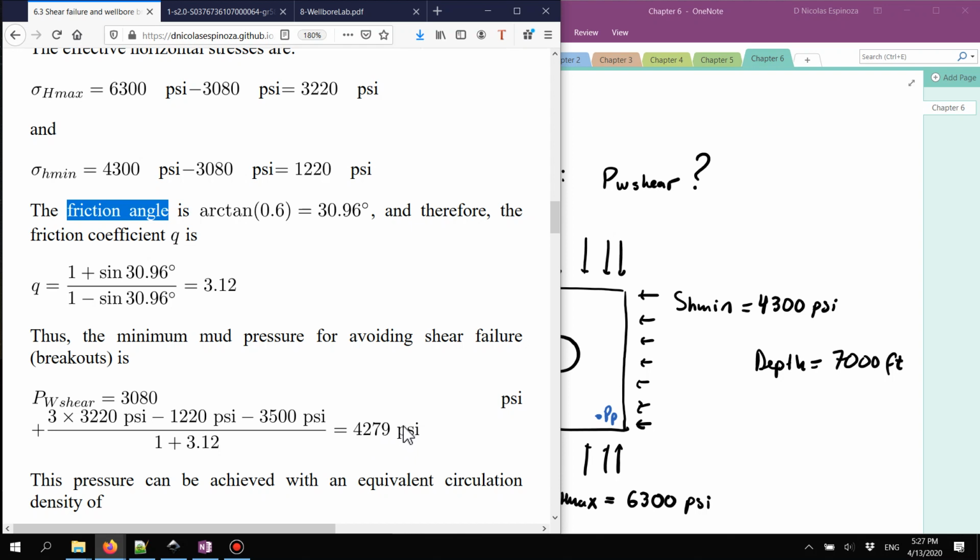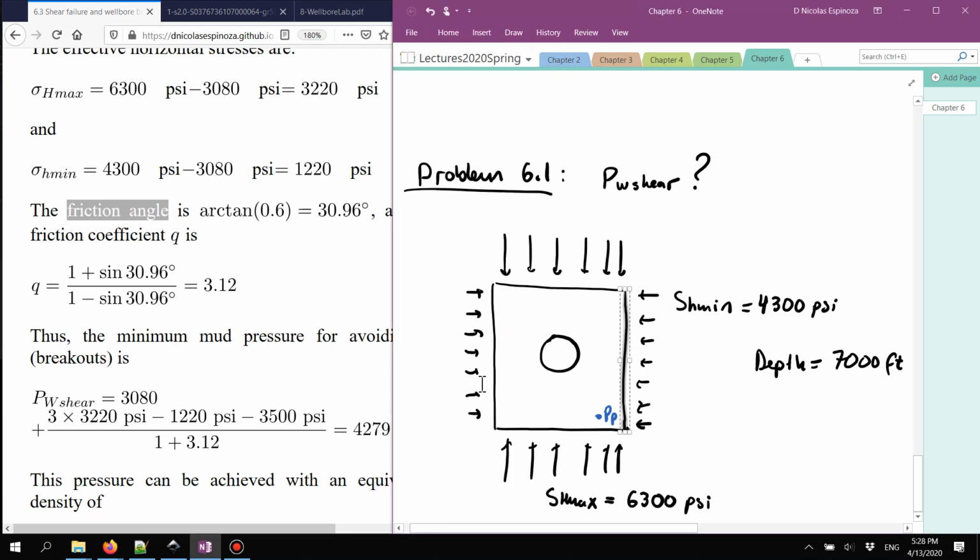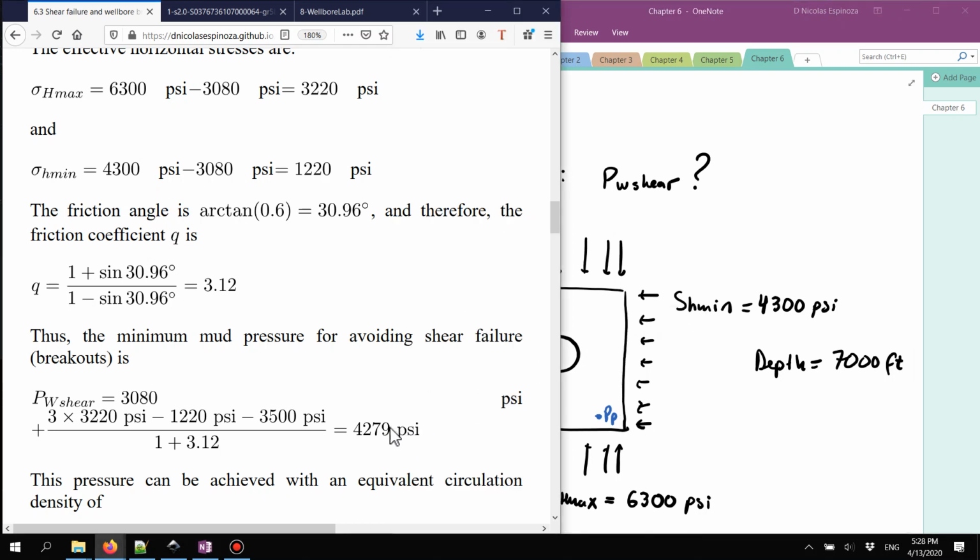If you had a value of PW of, let's say, 4200 psi, you would have shear failure. And it will grow a little bit more than just at one point near the wellbore. If you have a pressure higher than 4279 psi, then you're not going to have shear failure because you're going to be further away from the shear failure line.